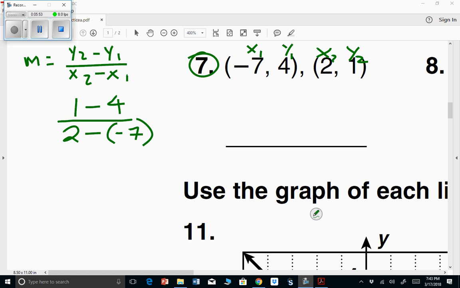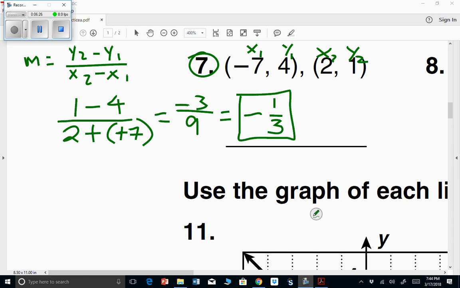Now here's where people mess things up a lot. We need to make sure we subtract negative 7. And you guys know that subtracting a negative is the same as adding a positive. We've also got another negative number here because 1 minus 4 makes negative 3 over 2 plus 7 is 9. And we do need to simplify that, and you should all know that that's negative 1/3. So the slope of a line that passes through those 2 points is negative 1/3.